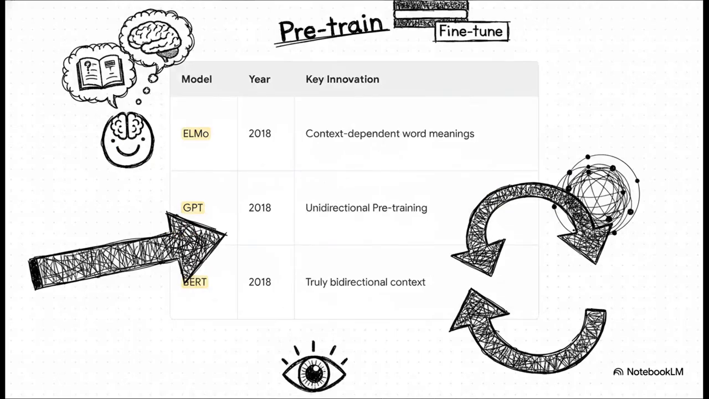So let's just quickly summarize that pivotal year, 2018. First, you had ELMo, which pioneered the idea of using context to understand what words mean. And then BERT came along and introduced true bidirectionality, which gave AI a much deeper, more complete understanding of language. It was this incredible one-two punch that changed the field forever.